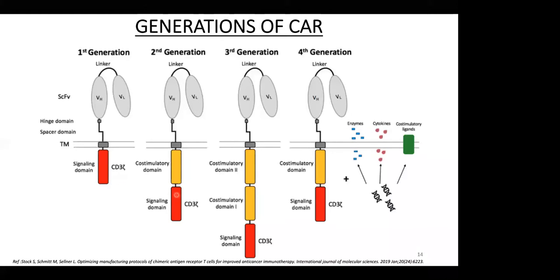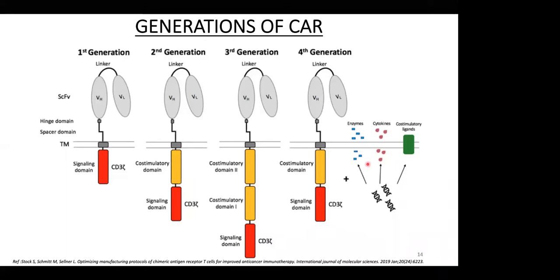CAR has been divided into generations based on the number of co-stimulatory domains. In the first generation, we have no co-stimulatory domain. In the second generation CAR, there is a co-stimulatory domain and a signaling domain. All the FDA approved therapies are second generation CARs. Then you have the third generation, wherein there is more than one co-stimulatory domain. Then came the fourth generation. In the fourth generation, it's essentially the second generation CAR with an enhanced T cell function, such as secretion of enzymes, cytokines, and co-stimulatory ligands.